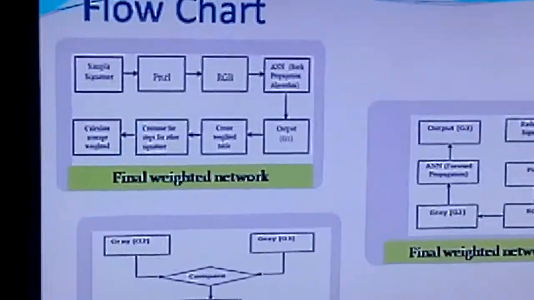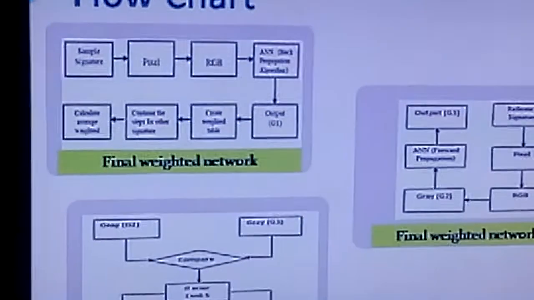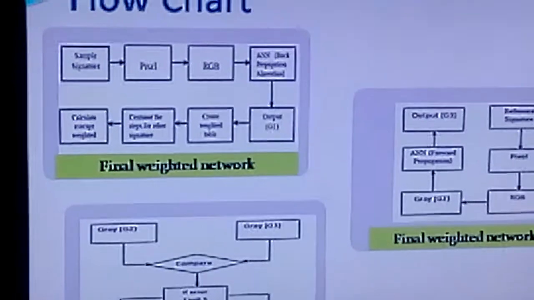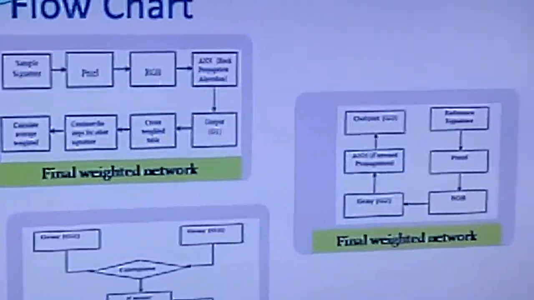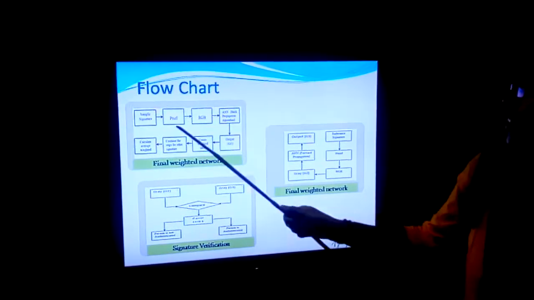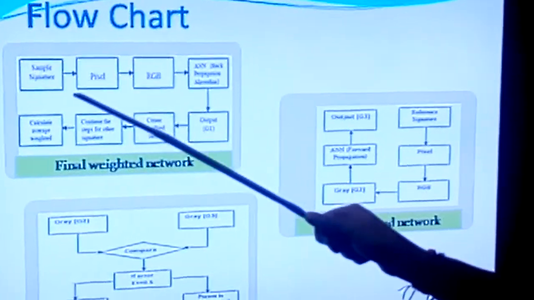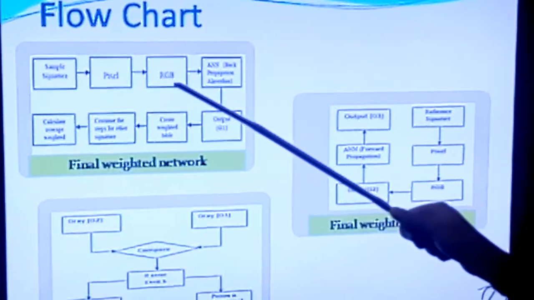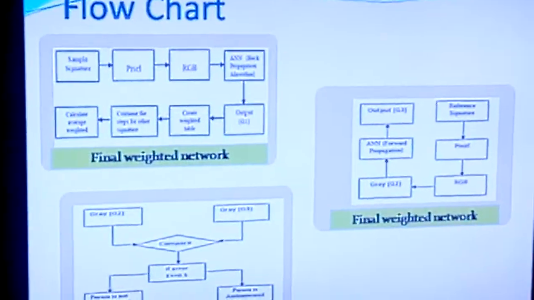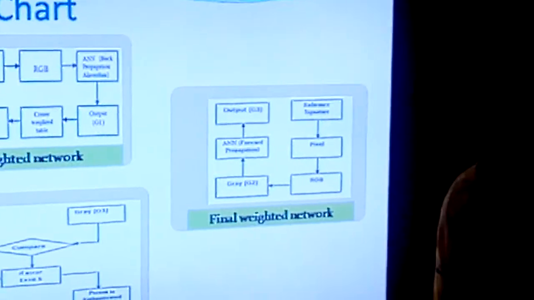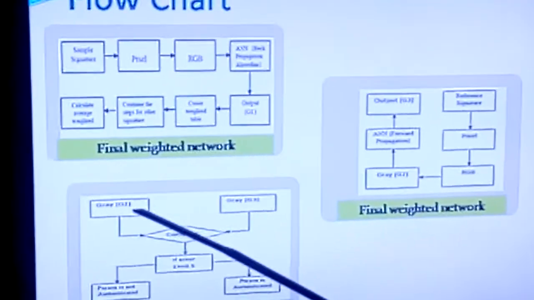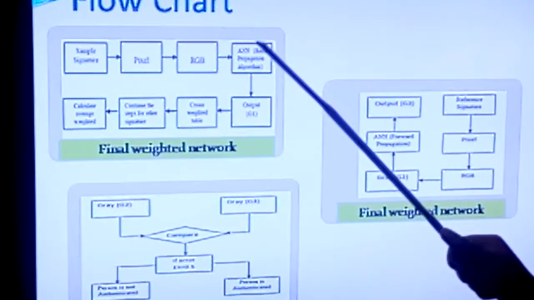First we take the original signature and calculate its grayscale value, and that is our target output. Assume that the target output is G2. Now we take sample signature 1 and calculate the pixel RGB values, and then the RGB values are put into the neural network, and the neural network produces output.